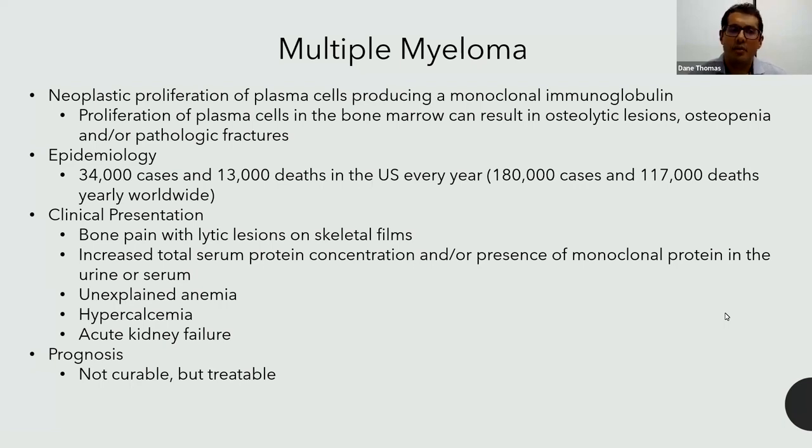Epidemiology: it's not very common. It's about 34,000 cases and 13,000 deaths in the US every year, and worldwide, it causes 180,000 cases and 117,000 deaths yearly. Clinical presentation includes bone pain with lytic lesions on skeletal films, increased total serum protein concentration and/or the presence of monoclonal protein in the urine or serum, unexplained anemia, hypercalcemia, and acute kidney failure. Prognosis of these patients is not curable, but treatable with multiple modalities that we use in our office.